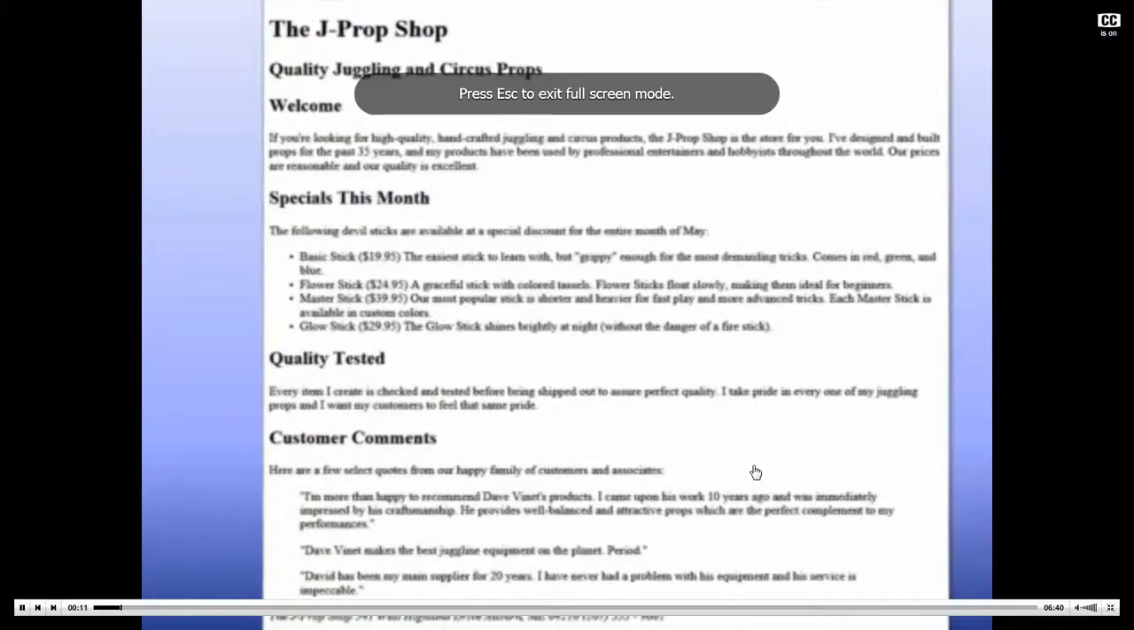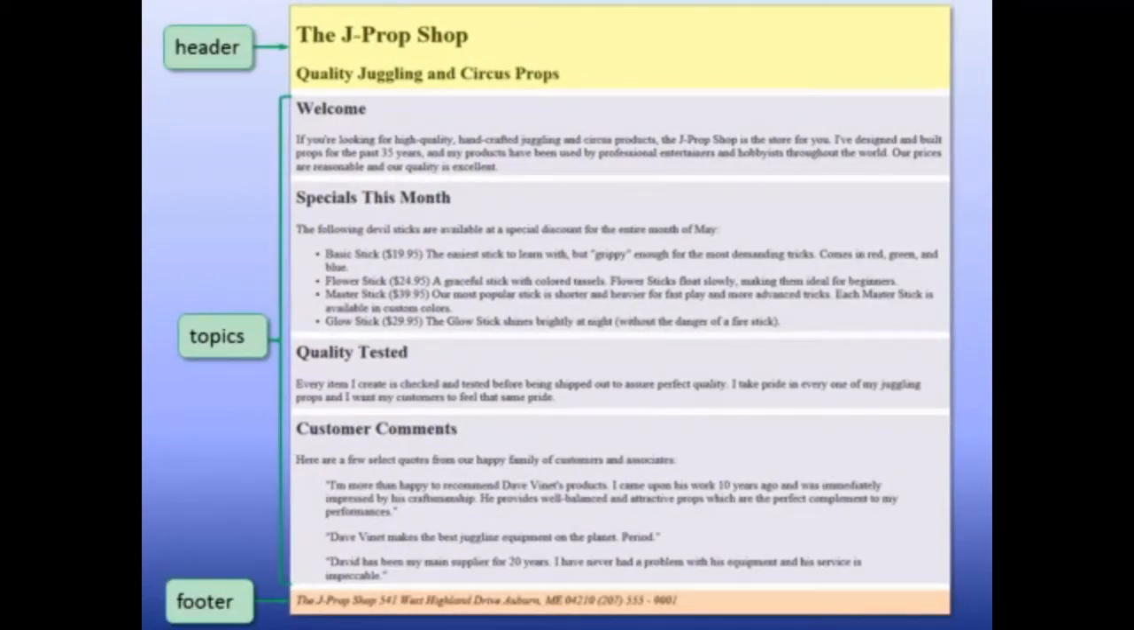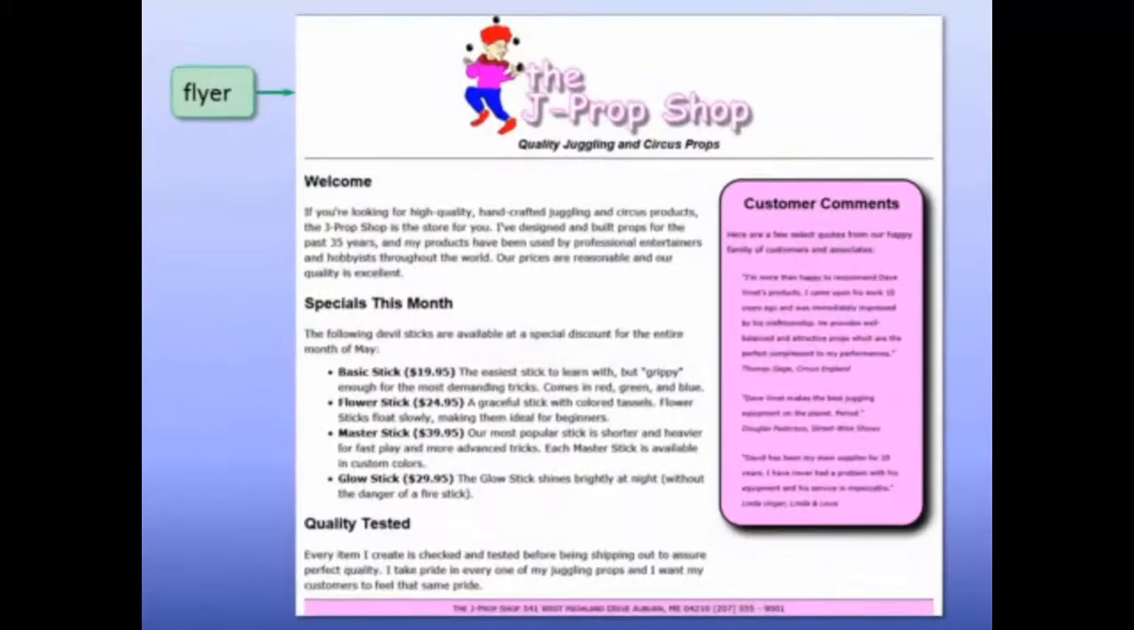Right now, the web page for the JProp shop looks like this. It contains a header, footer, and topics with paragraphs of text, a bulleted list, and a block quote. The design of the web page is supposed to look like this flyer.